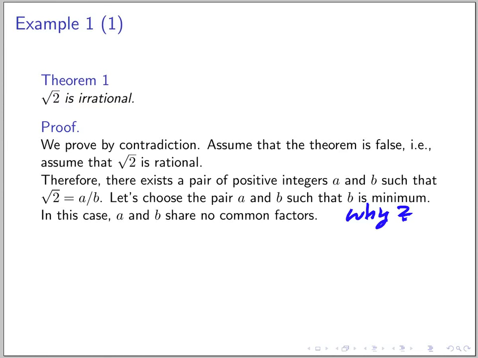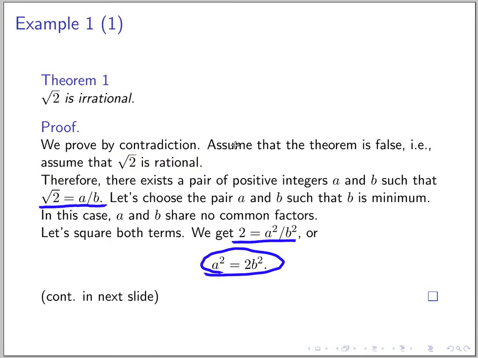Alright, in the last video, we wanted to prove that square root 2 is irrational. We proceed by proving this theorem by contradiction. So we assume that it is rational, and then we know that we can write it in this form. And we assume that A and B share no common factors, because otherwise we can divide them both by the common factor. So we assume that it is written in a normalized way.